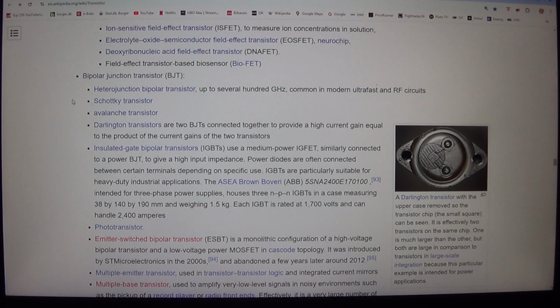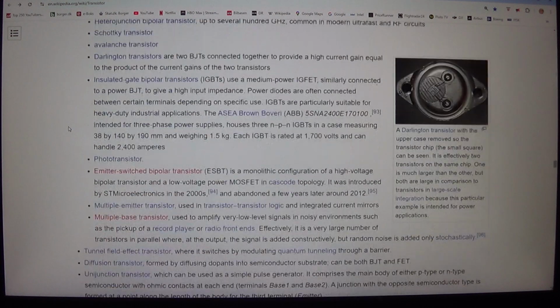2. Bipolar junction transistor, BJT. 1. Heterojunction bipolar transistor, up to several hundred GHz, common in modern ultrafast and RF circuits. 2. Schottky transistor. 3. Avalanche transistor. 4. Darlington transistors are 2 BJTs connected together to provide a high current gain equal to the product of the current gains of the 2 transistors.